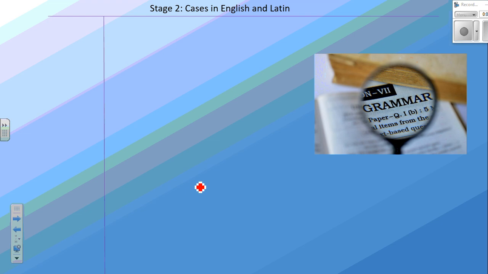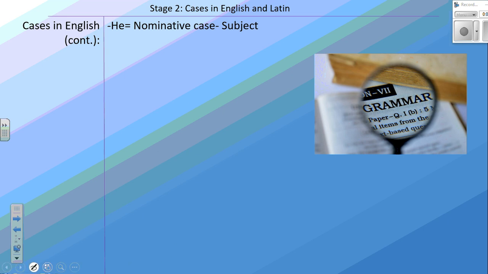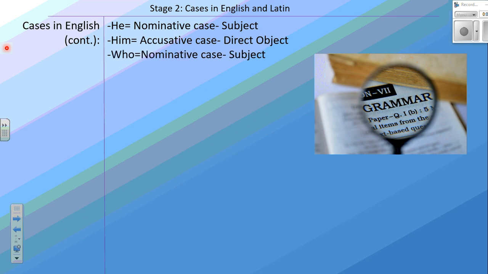Great, so let's continue talking about this a little bit, and we'll look at some more examples in English, and then we'll go on to talk about it more in Latin. So in English, looking at some of our nouns and pronouns that we know, especially pronouns, right? He is always the subject, and we said the name for something that's the subject is the nominative case. And you might recall from our last lesson, right, we always underline our subjects. Him is always the accusative case form of our masculine pronoun and is the direct object.